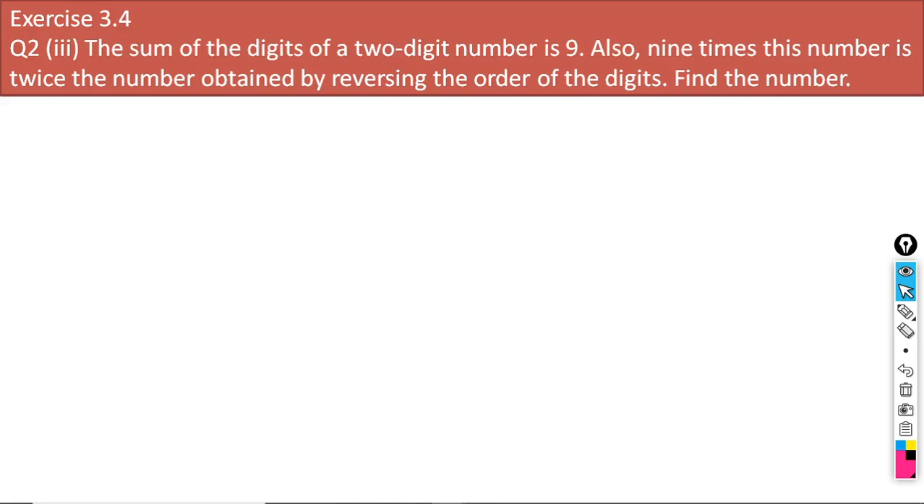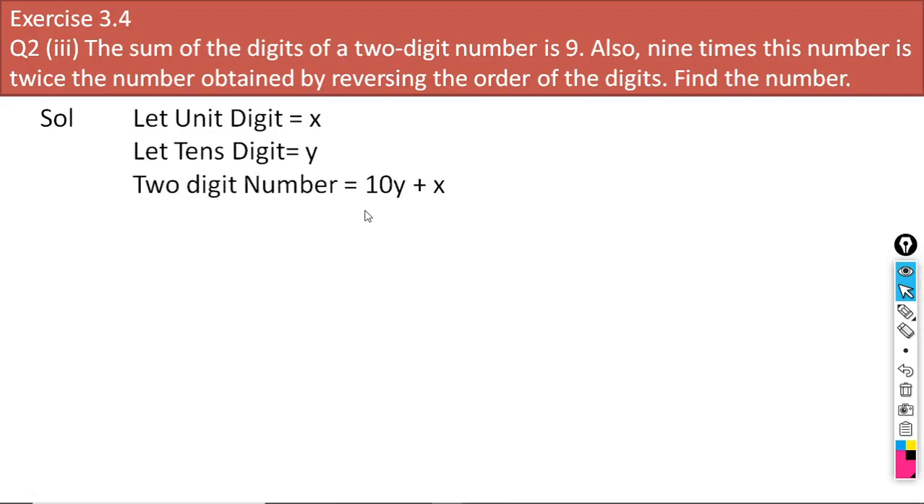In the first problem, the sum of the digits of a two-digit number is 9. First of all, we read this statement: the sum of the digits of a two-digit number is 9. So we consider the unit digit as x and the tens digit as y, and the two-digit number is 10y plus x. If we interchange the digits, it becomes 10x plus y.